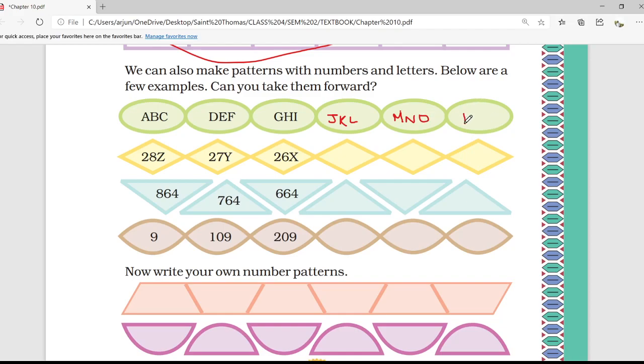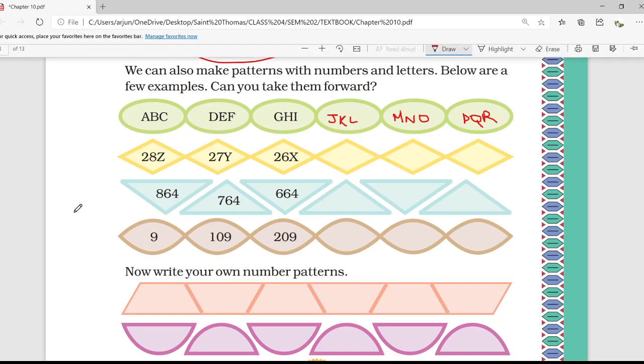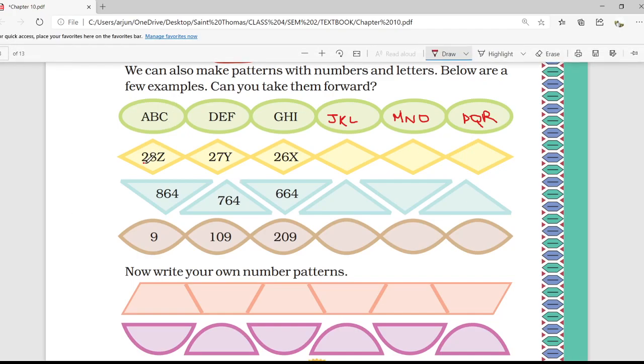After O, 3 letters P, Q, R, right? Now moving to the second one. Here you can see first the number 28, 27, 26. It is decreasing, 28, 27, 26. So what will come here?